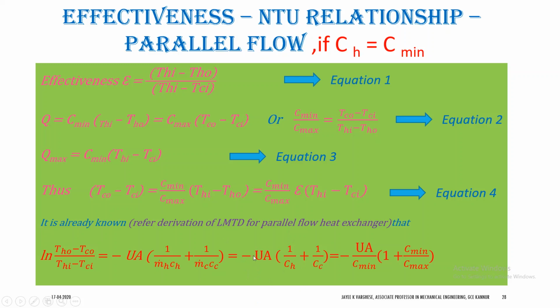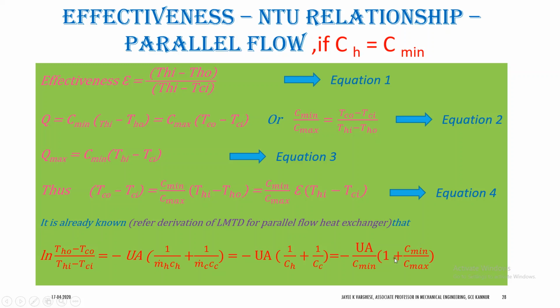We will then make a change. We will take this CH outside. And here we assumed that CH is the minimum fluid, so CH is equal to C min. So we will use CH equal to C min and CC equal to C max. So this will be minus UA divided by C min.